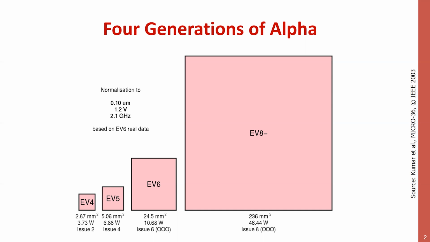And what this slide shows is what if I take 4 generations of Alpha, starting from an in-order issue 2 processor, a superscalar, a version issue 4 still in order. I think it was the first actually out-of-order commercial microprocessor, issue 6, but again, out of order, dynamically scheduled, and a version that was out of order issue 8.